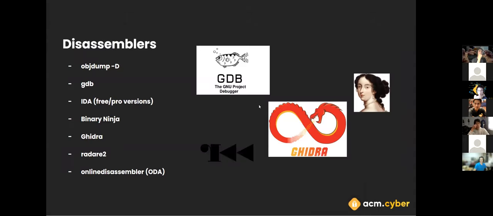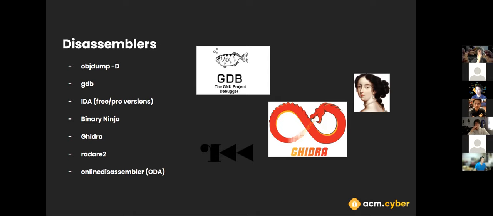So the next part of this demonstration, we're going to be using one of the programs in this list. This is a list of disassemblers. You already saw objdump, but the next one we're going to be using is GDB. GDB is actually a debugger, not a disassembler, but I'll talk about that on the next slide.